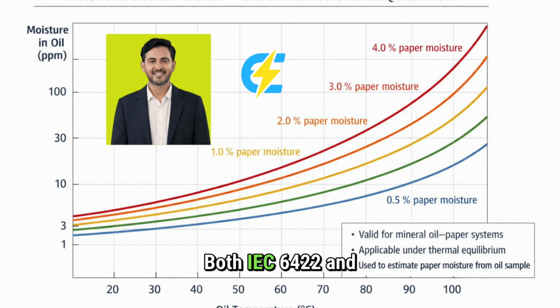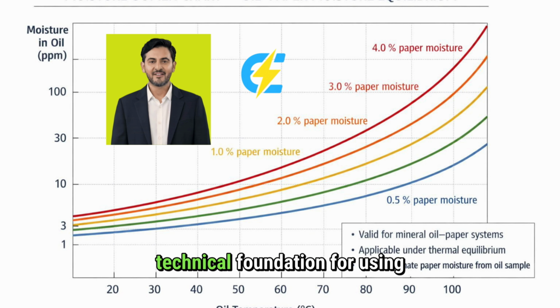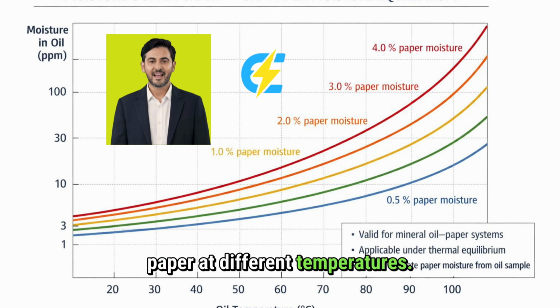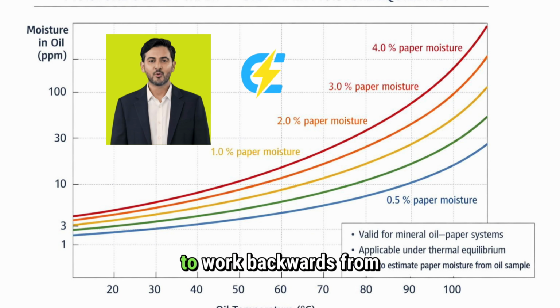Both IEC 60422 and IEEE C57.106 recognize the Oommen chart method as a valid approach for moisture assessment in transformer insulation. These standards provide the technical foundation for using this correlation in practical engineering applications. The Oommen chart works on the principle of equilibrium between moisture in oil and moisture in paper at different temperatures. As temperature changes, the distribution of moisture between oil and paper also changes. The chart captures this relationship and allows engineers to work backwards from oil measurements to estimate paper moisture content. This indirect approach has proven reliable over decades of field application.